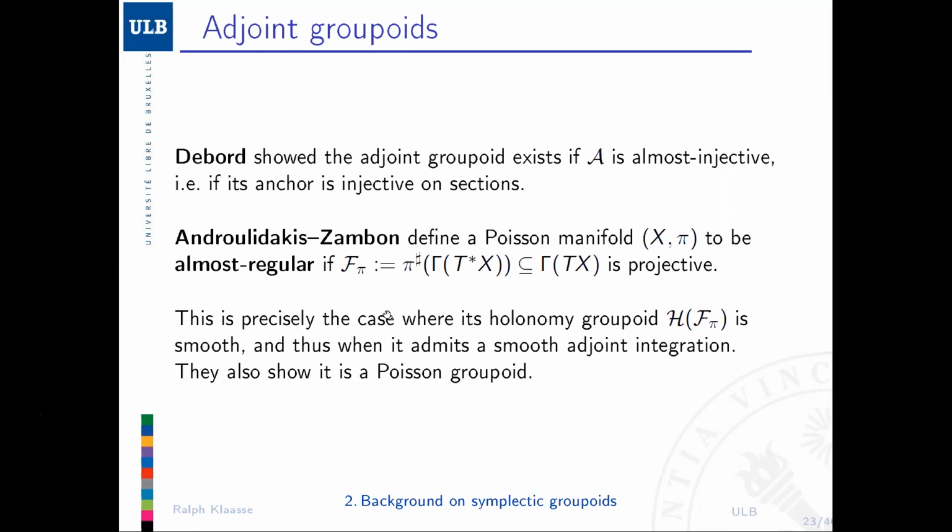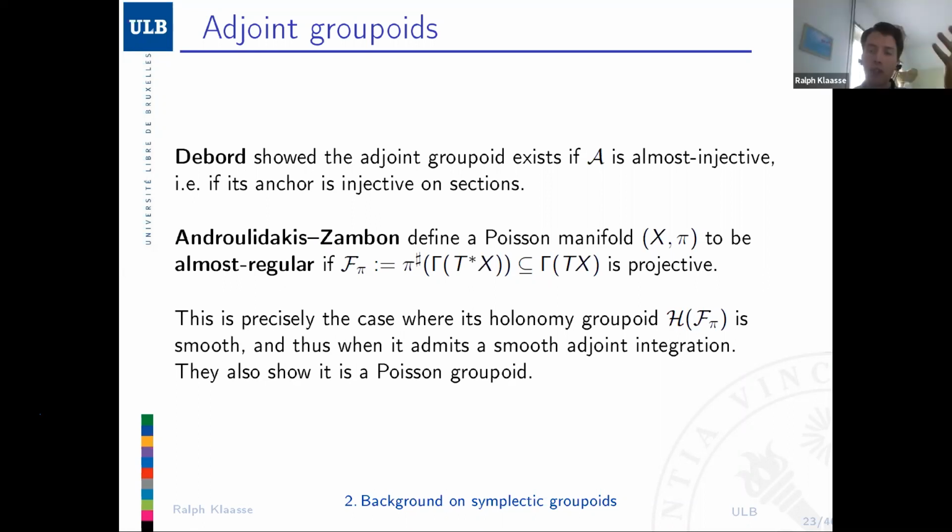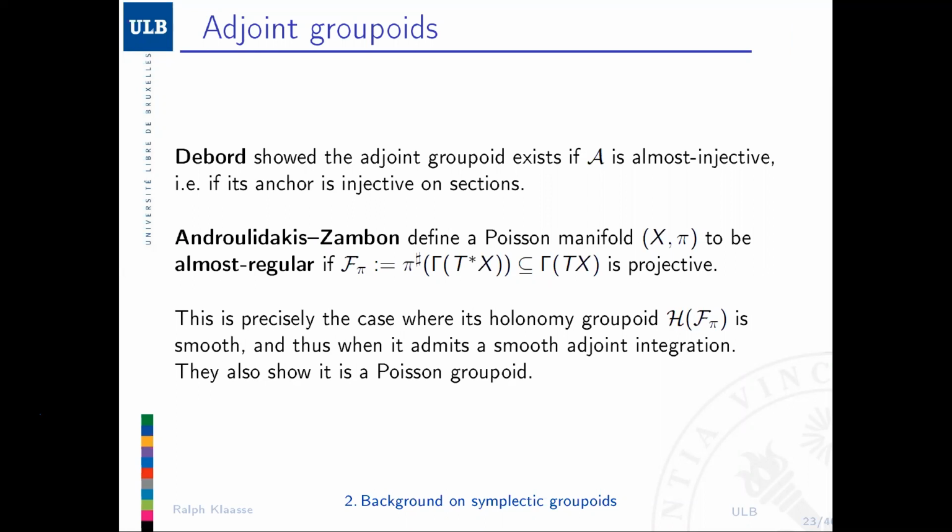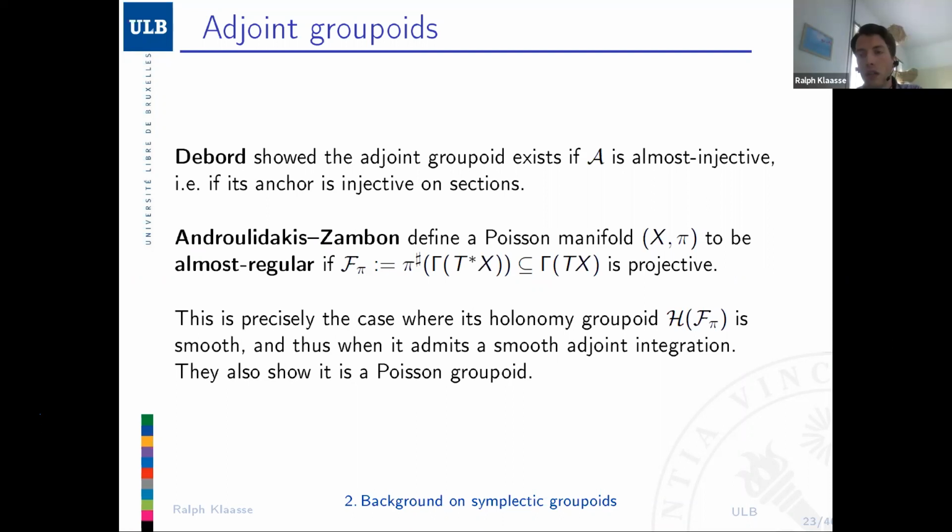Okay, thanks. Okay, moving on. So we know that our Poisson structures. Sorry, Ralph. Just a couple of comments, because this definition that you are making of almost regular makes sense for any algebroid, right? Of course, yeah. And also the De Boer case is a special case of the almost regular case, right? Yeah, that's right.